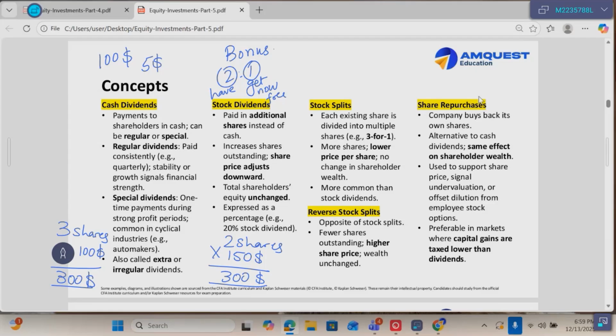So again, if you have only 2 shares, the company will give $5, you will get 10. But here you got the bonus this year, so next year if you get a cash dividend, you will get $5 per share, multiplied by 3 shares, you will get $15.